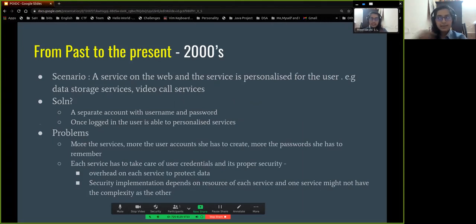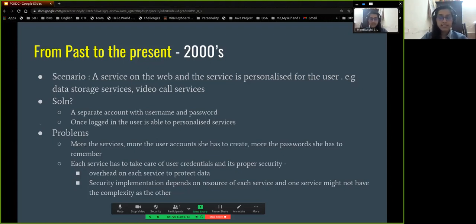So initially, when the web just came along, services on the web wanted personalized content for the user. So the service would create an account with a username and password, and the user would have to log in with his password, and he would get personalized services. But the problem was, as more and more services started to pop up, he needed to store and remember more passwords. In the end, he just ended up using the same password for everything, which is not a great thing to do.